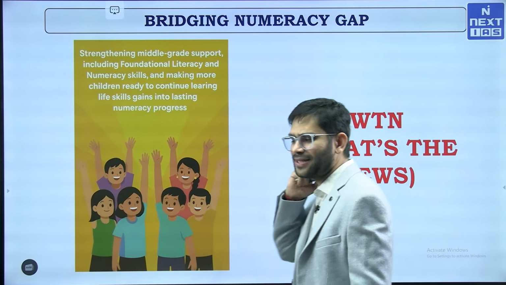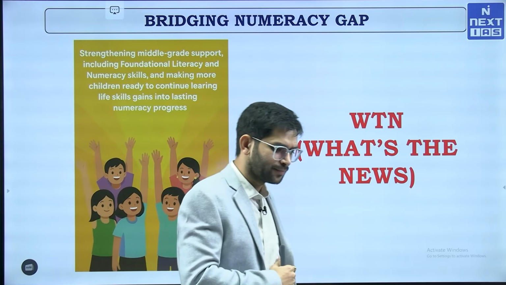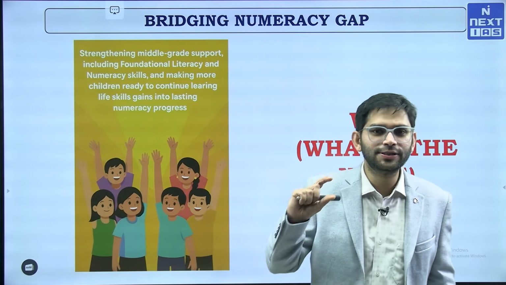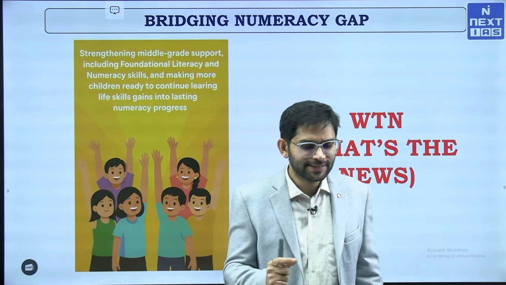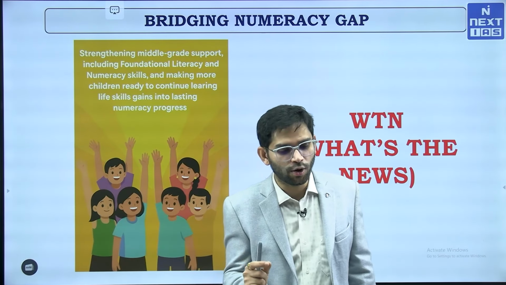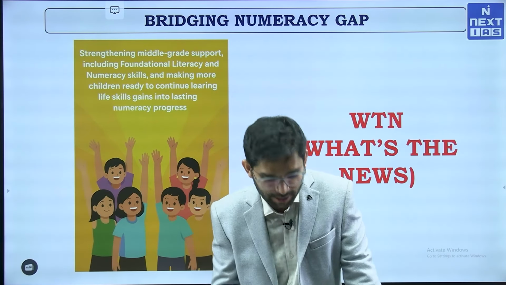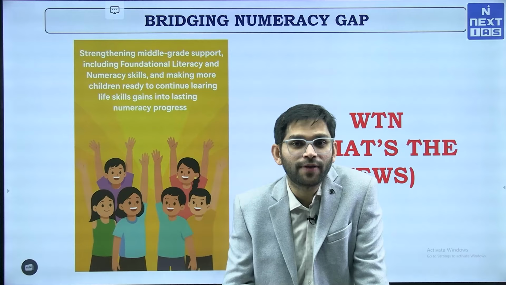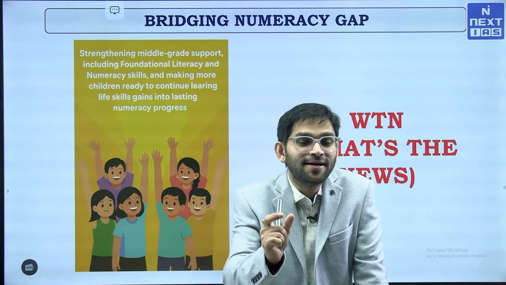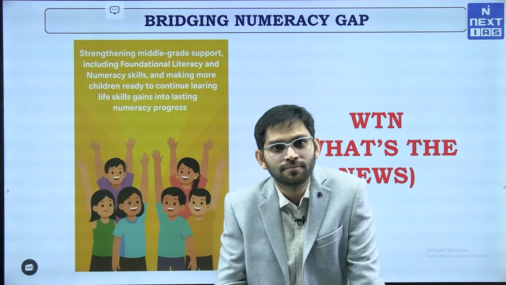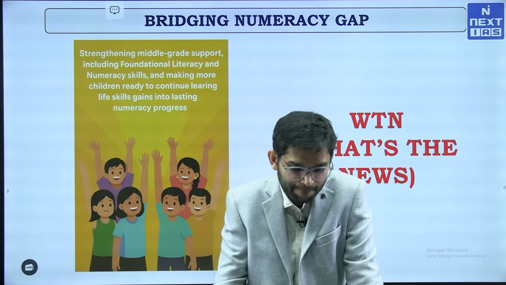Okay, so mathematical learning is very important for cognitive development, for getting a logical mindset. But in the ASER 2024 report, it is stated that around 48% of class 5 students can read a class 2 text, but only 30% of them can solve basic numeracy division. Okay, this is the actual scenario of numeracy literacy in India.